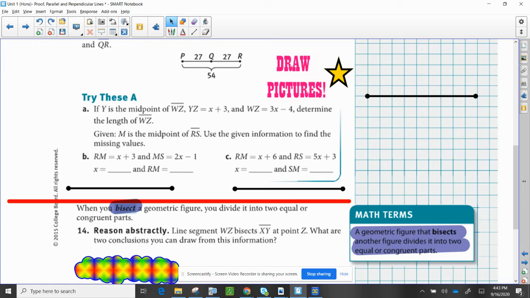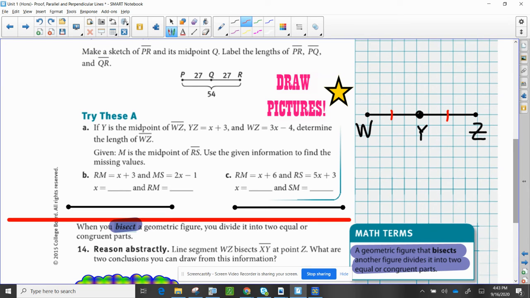So it says, Y is the midpoint of WZ. So I'm just going to fill that in really quick. I have a segment, WZ, and they're telling me right now that Y is the midpoint of that segment. So already I know that these two segments must be congruent if Y is a midpoint. Okay? So they tell us that YZ is x plus 3. And WZ, the whole segment, okay, is 3x minus 4. So they want us to determine the length of WZ. So they actually want us to find what is the length of the whole segment.